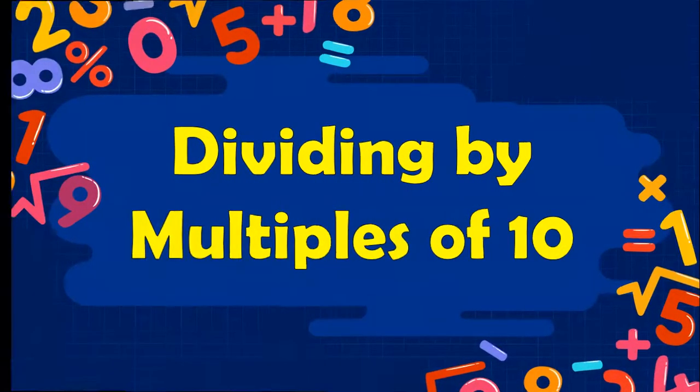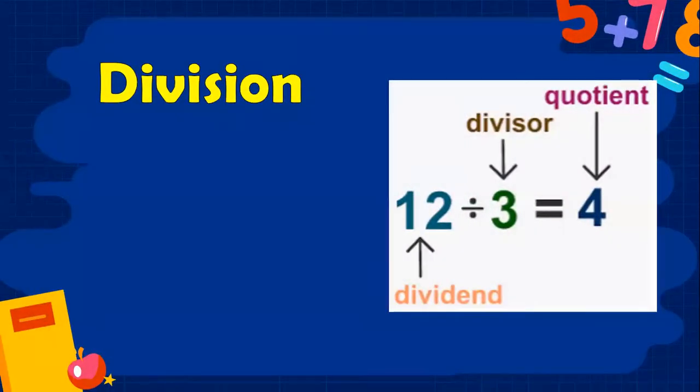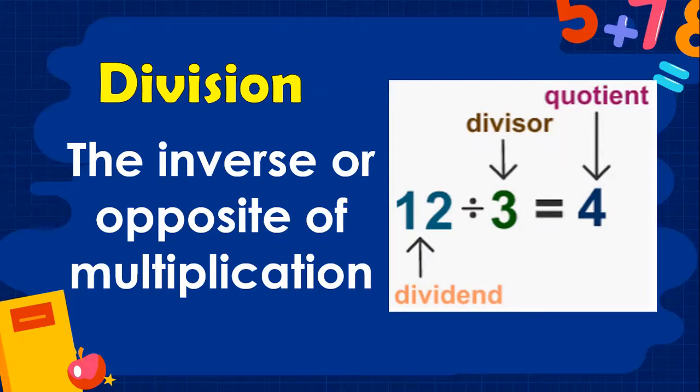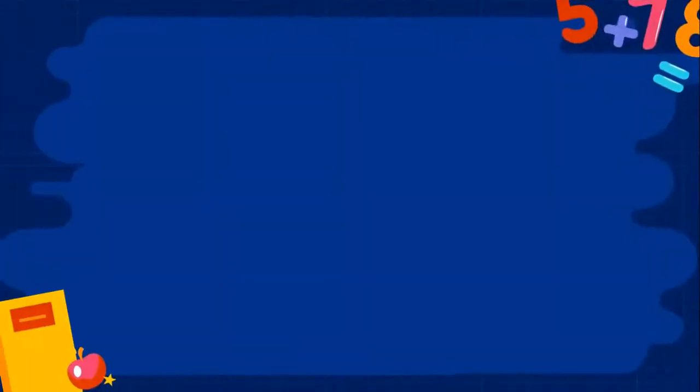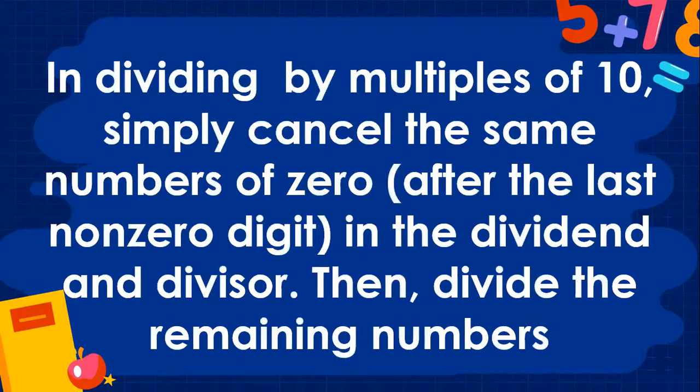Dividing by the multiples of 10. Division is the inverse or the opposite of multiplication. It has three parts. We have the dividend, the divisor, and the quotient. In dividing multiples of 10, we simply cancel the same number of zeros after the last non-zero digit in the dividend and divisor. Then, divide the remaining numbers. Remember that only the zeros after the last non-zero digit in the divisor must be cancelled.